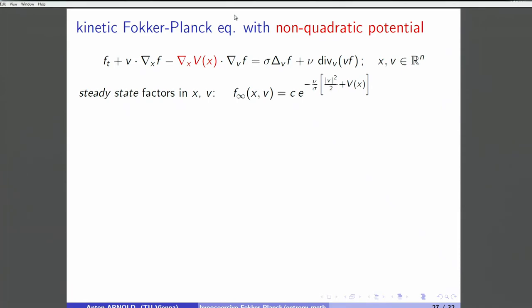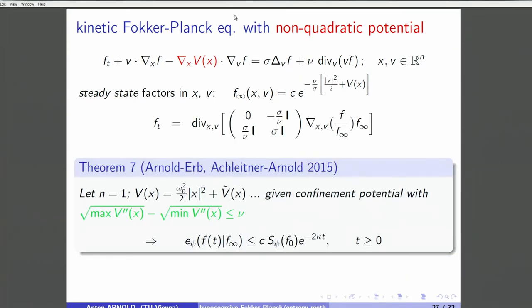So I motivated this whole analysis by the kinetic Fokker-Planck equation. So let me get back to this kinetic Fokker-Planck equation. Here it is. Let me recall that the steady state is this exponential term here. And in case that this given external potential capital V is quadratic, the exponential decay of the relative entropy is completely discussed by what we have seen so far. Let me skip that formula. But if the potential is not quadratic, we need some more analysis and some more tools.